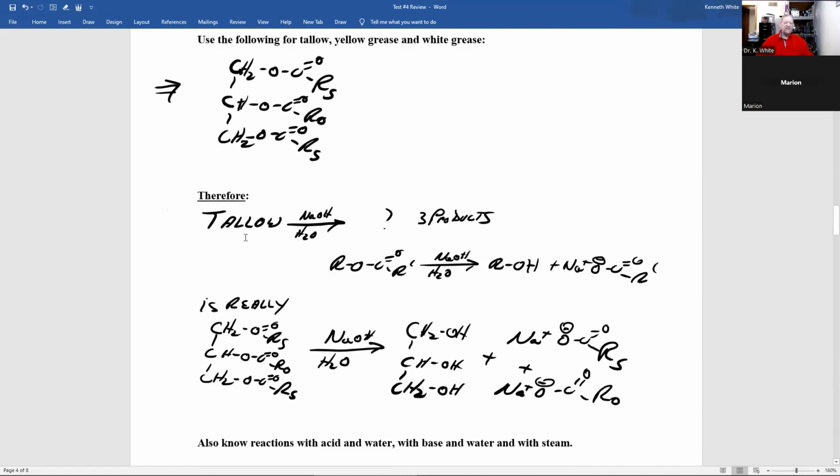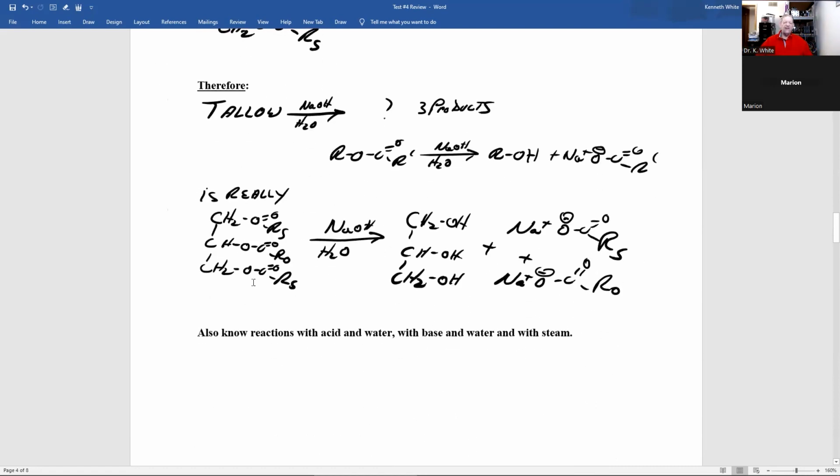And if I ask, give the product or products for tallow reacting with base and water, and there are 3 products, what do you do? Well, what I really mean is take this triglyceride, react it with base and water, and what do you get? Well, any ester, base and water, get back the alcohol and the carboxylate anion you would have used to make that. First one gives us alcohol plus sodium stearate, that's this.